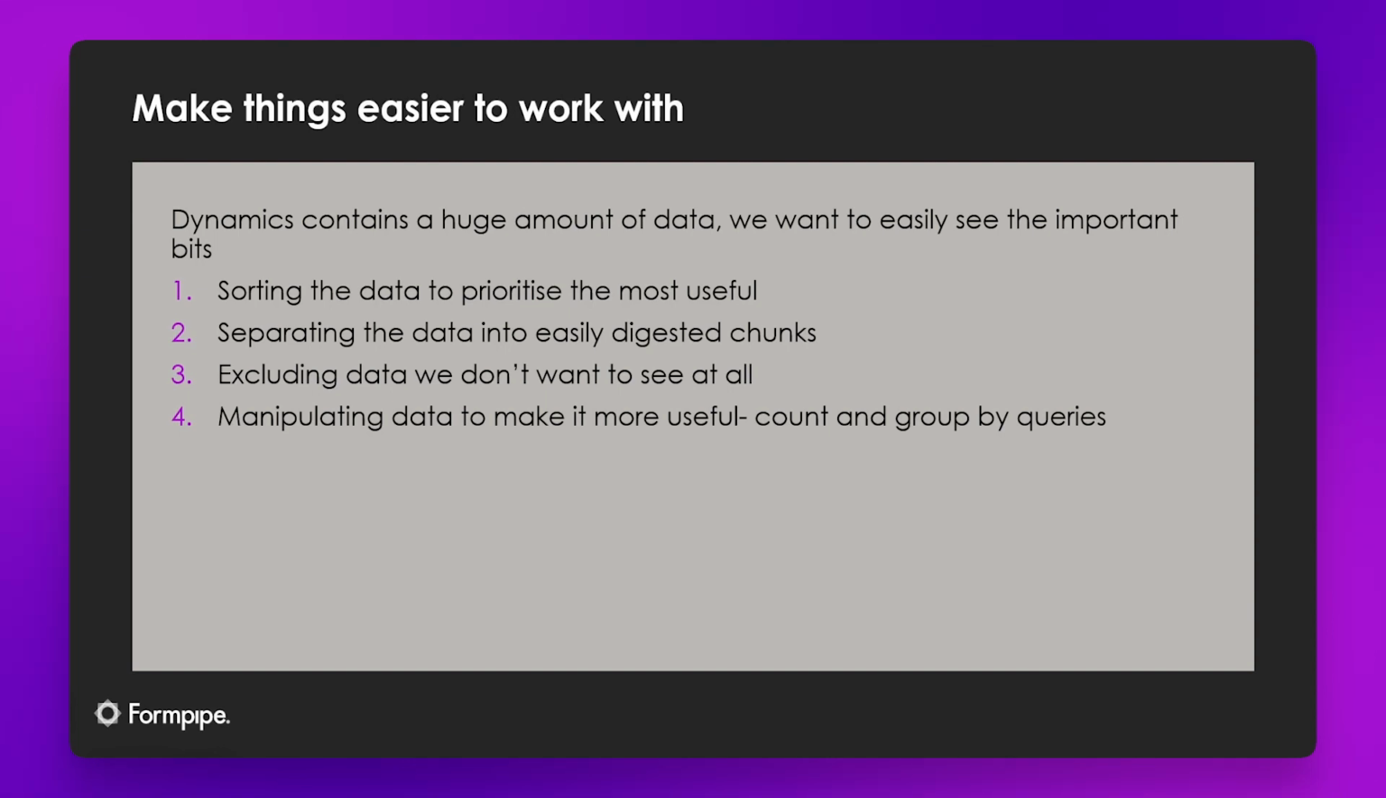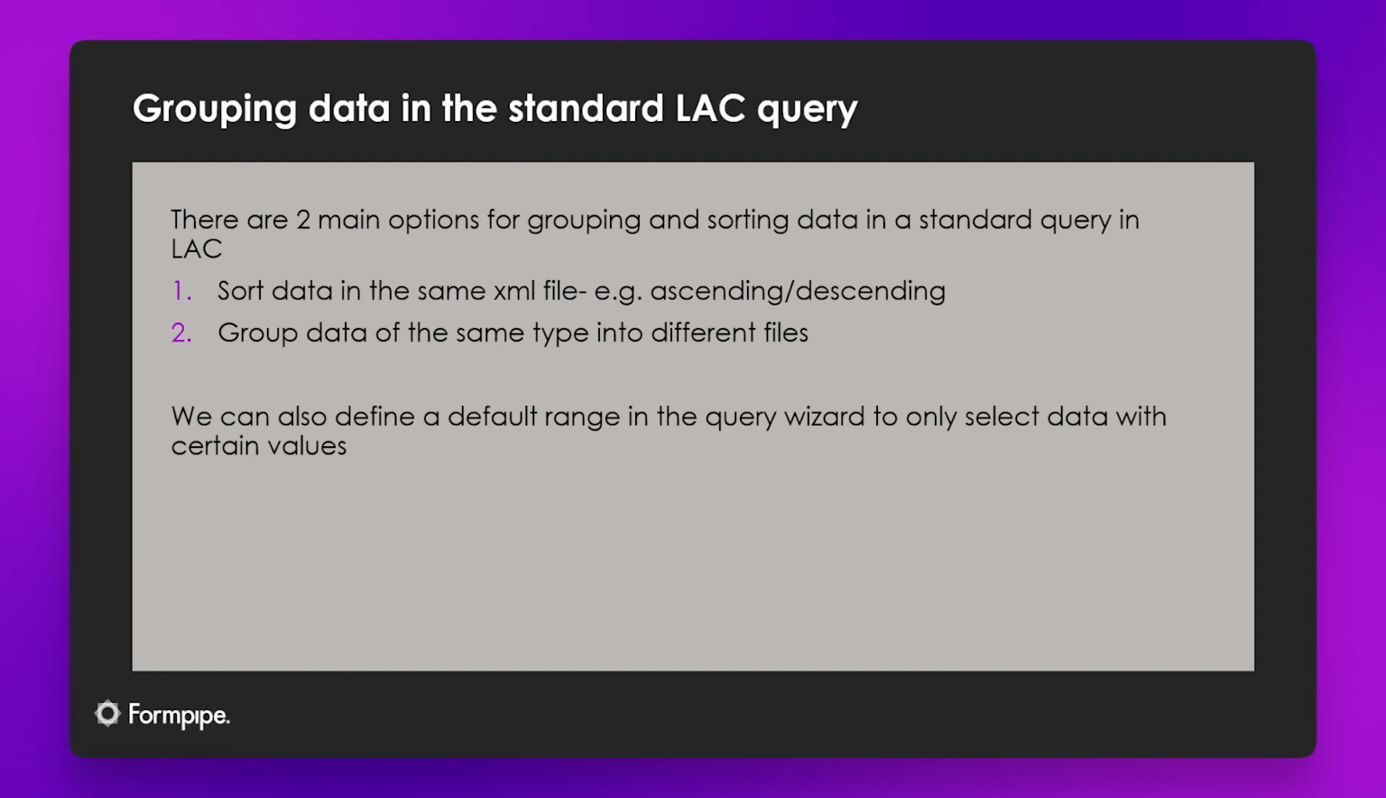So in the previous video, we looked at the tools that we have within the query wizard that allow us to sort based on ascending or descending, allow us to group data of the same type into different files, and then also allow us to set a very simple default range.